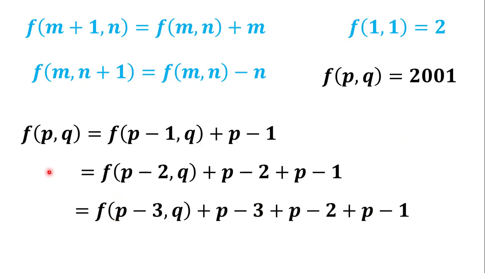The minimum value of p and q is 1. So we continue this process until we get p equals 1. At the end of this process, we're going to get f of 1 and q plus 1 plus 2 plus 3 up to plus p minus 1.